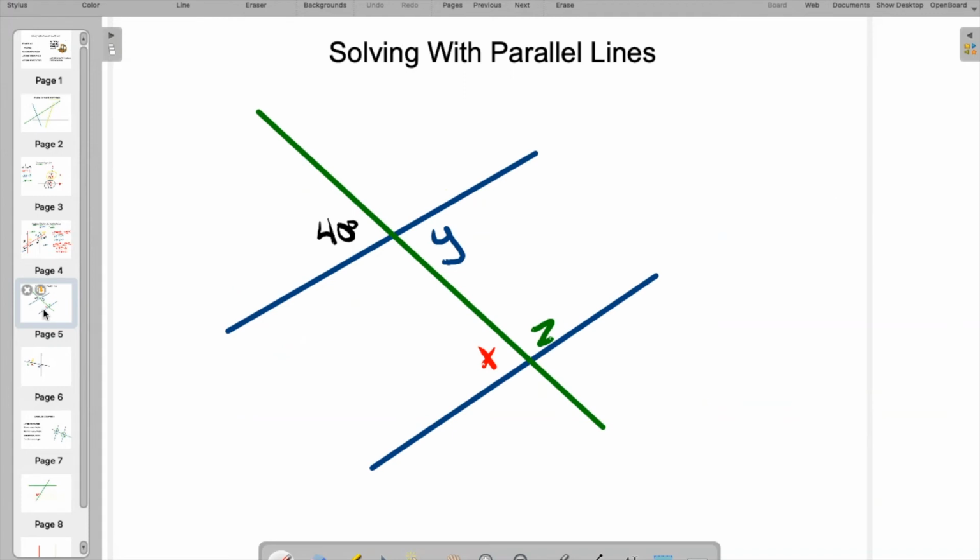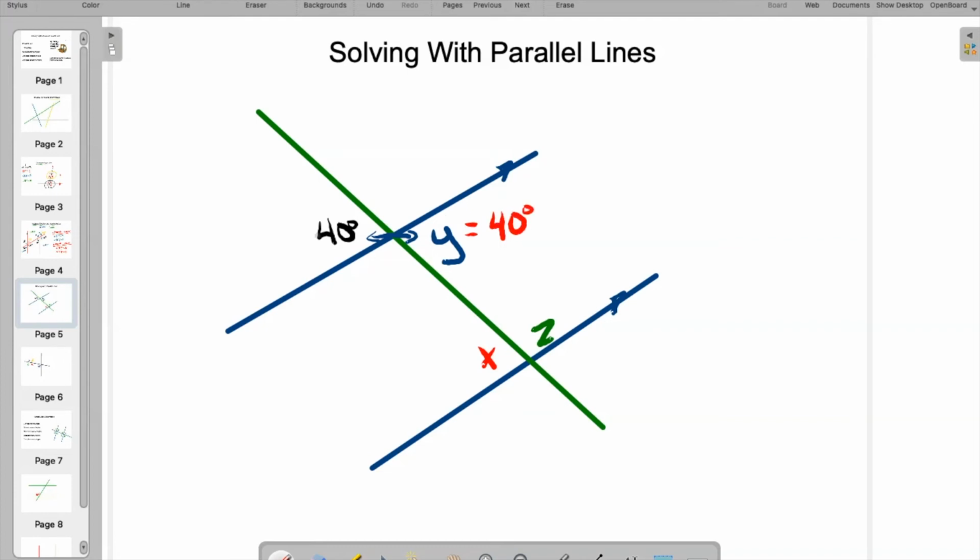Let's solve some problems. So I have 2 parallel lines. I'm going to mark them here and here. And let's solve what we've got. So 40 has to be equal to y because these are vertical angles that are across the intersection. Therefore, angle y has to be equal to 40 degrees.